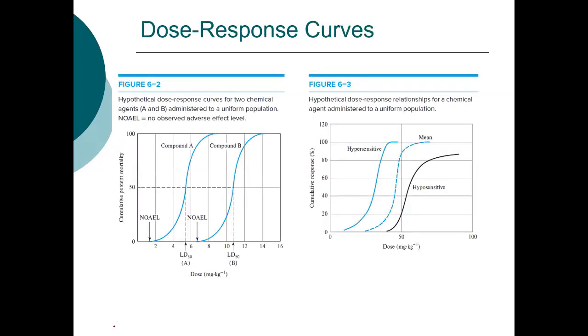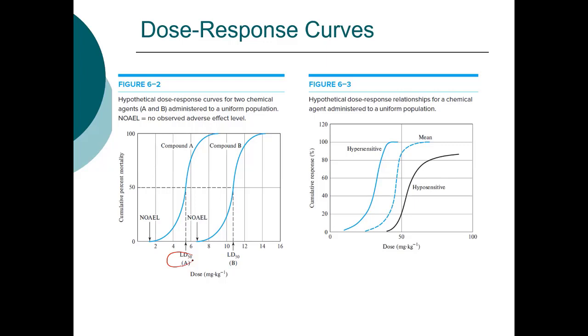So you can see on these plots, these are dose response curves. And you can see, for instance, comparing compound A and compound B. And this is done as a mortality, so it's cumulative percent mortality. And from this, you can determine what the dose would be that would result in 50% of the population dying from that exposure. And that is referred to as the lethal dose 50. You could do the same thing for lethal dose 75, lethal dose 25. Typically, lethal dose 50 is what's used.